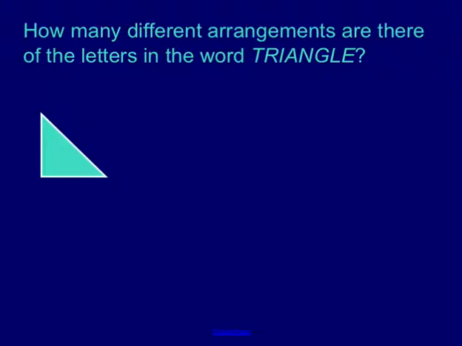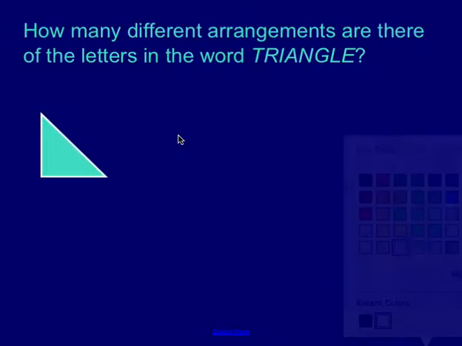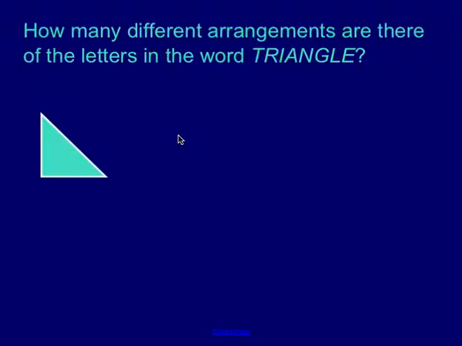Next, let's take a look at number 5. How many arrangements are there for the word triangle? Here's what I'm going to do first. Let's count how many letters are in the word triangle. We have 1, 2, 3, 4, 5, 6, 7, 8 letters. Now I need to ask myself, are there any letters that repeat in the word triangle? And no, there's not. So then I have 8 spots.